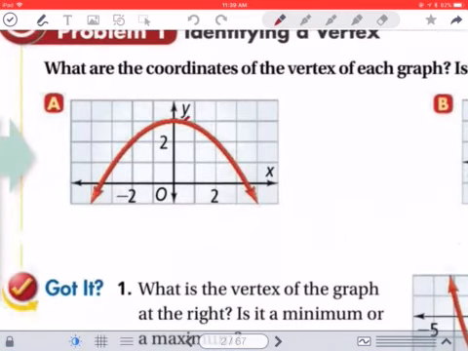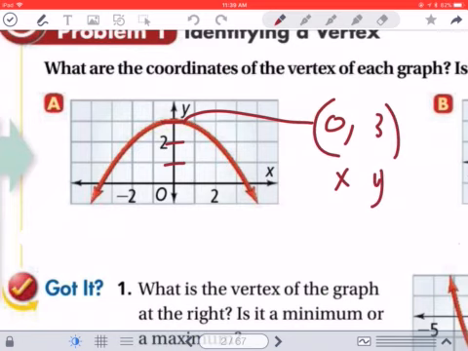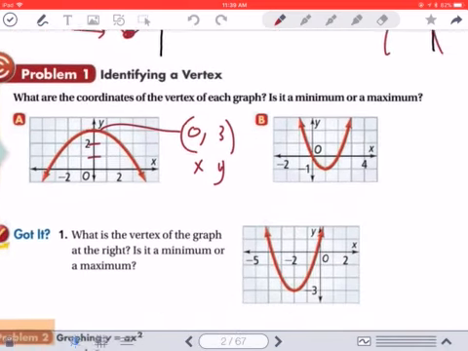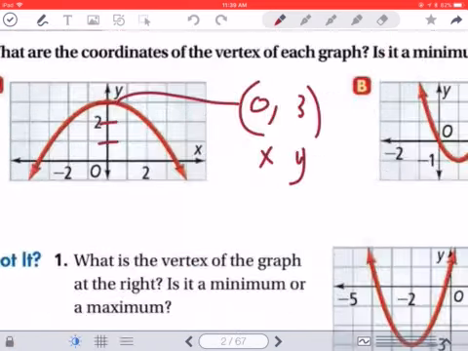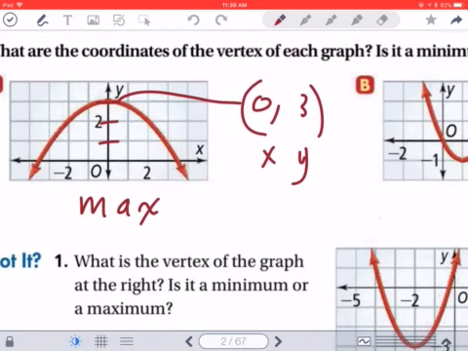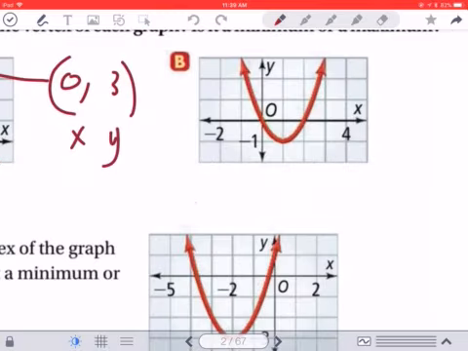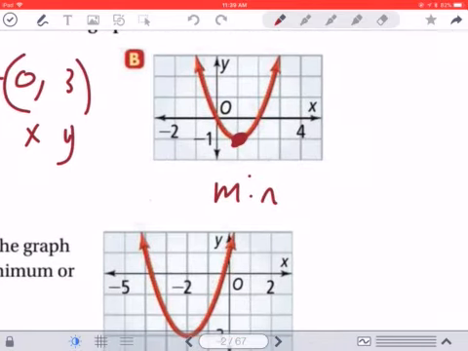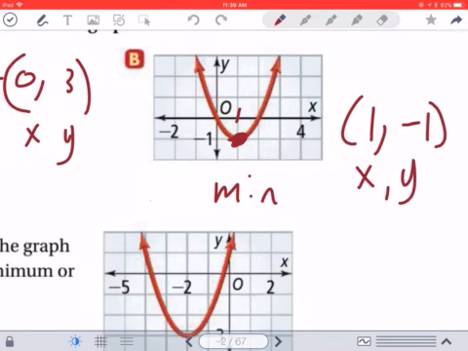Well, the coordinates of the vertex, this is over 0, up 1, 2, 3. So 0, 3. And then it says, is it a minimum or maximum? Well, this is a maximum because it reaches this maximum point right here. Over here, this is a minimum. It reaches this lowest point, and that would be over 1, down 1. So it's 1, negative 1. So that would be the vertex.